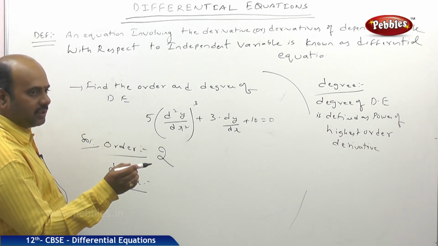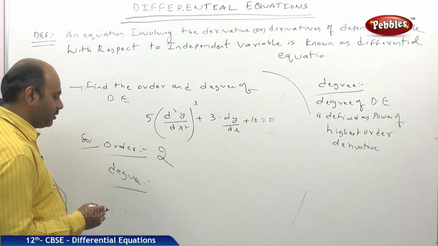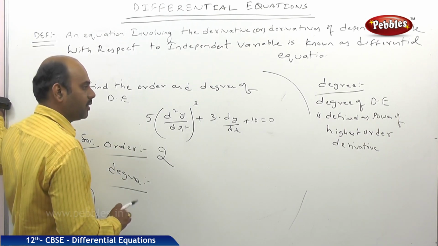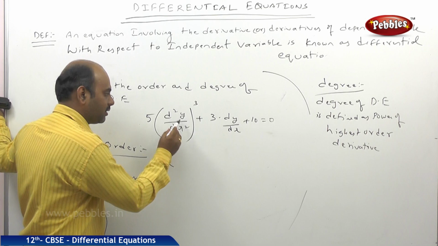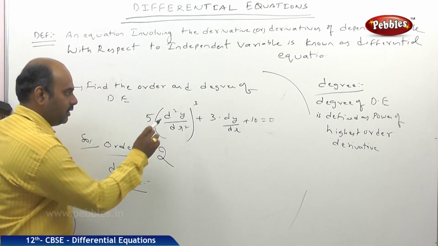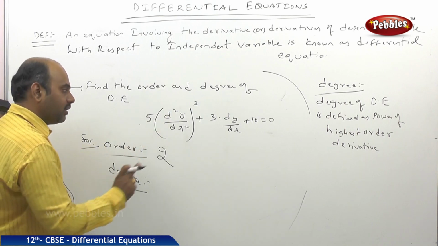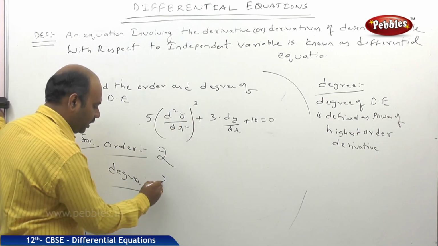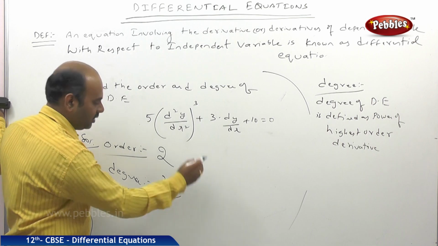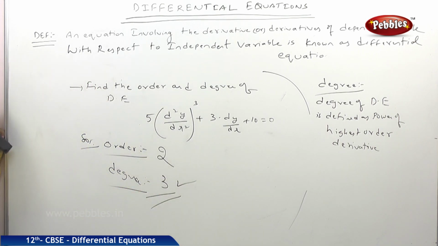That power is nothing but the degree of a differential equation. If you observe carefully, here d square y by dx square is the highest order derivative. We need to look at its power. What is the power of this? 3. Therefore, the degree is 3. I think you follow better now.